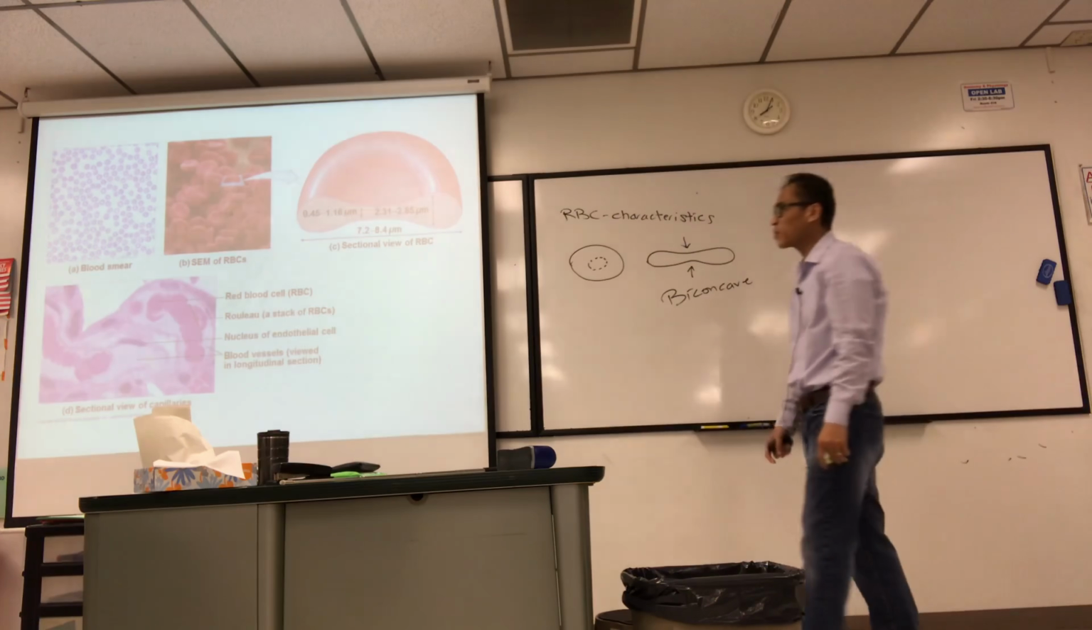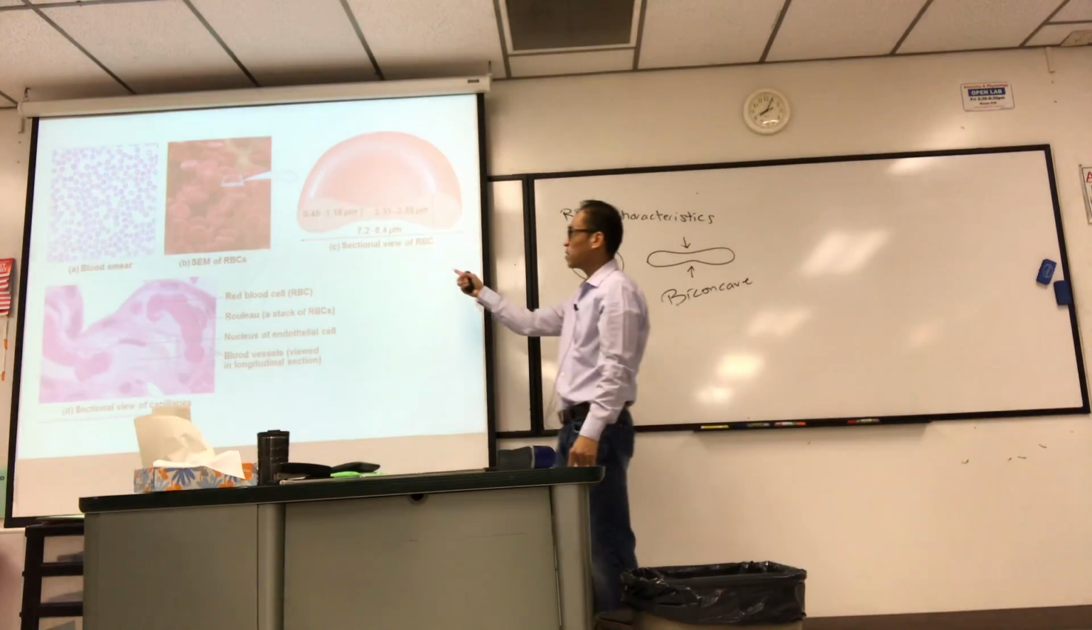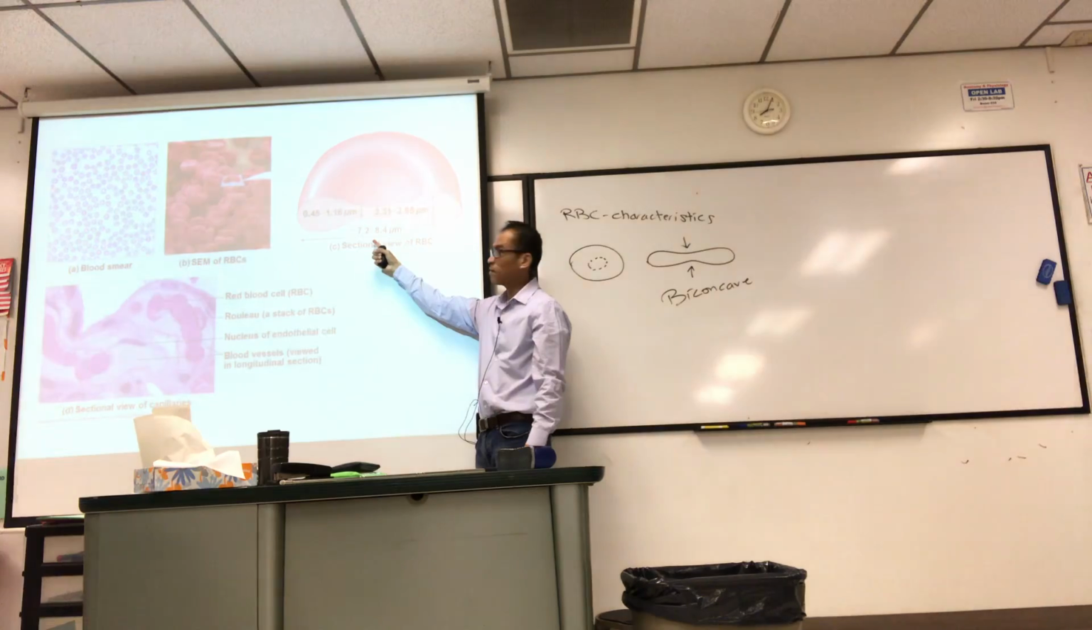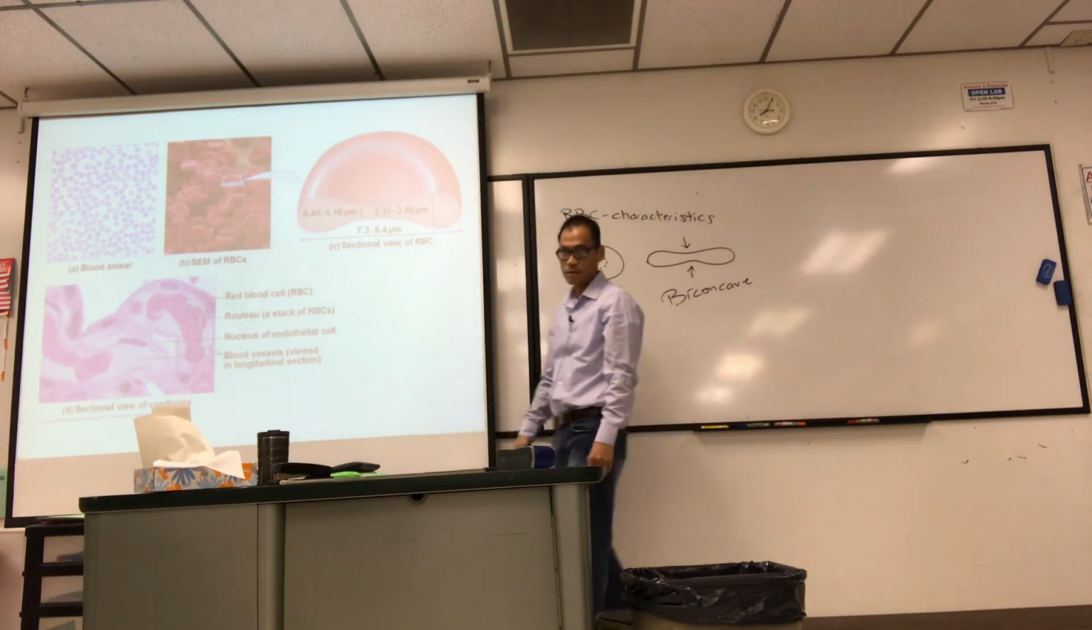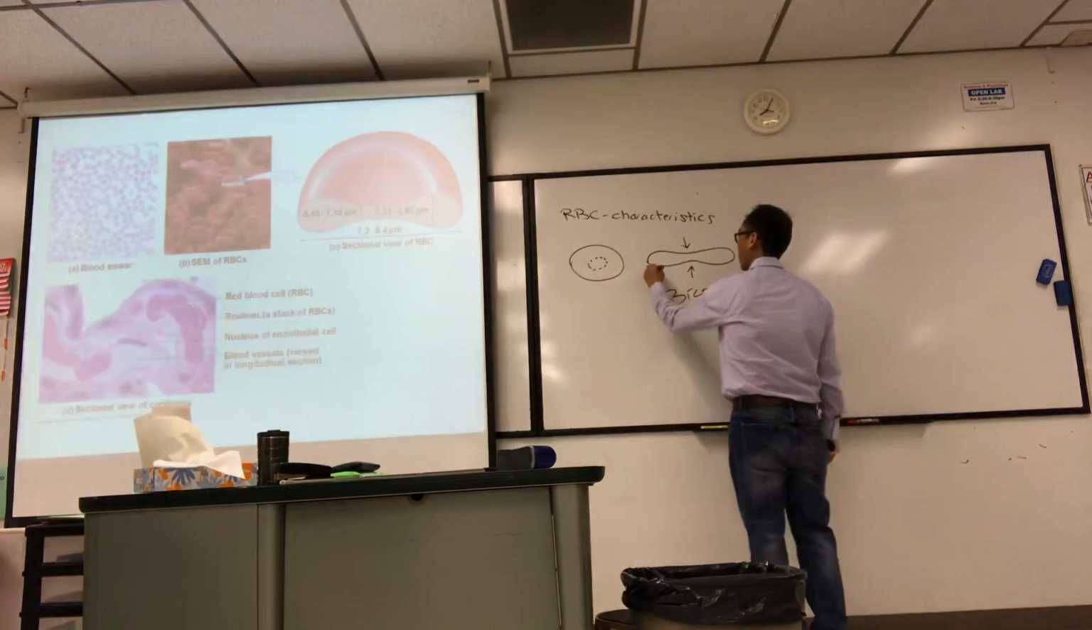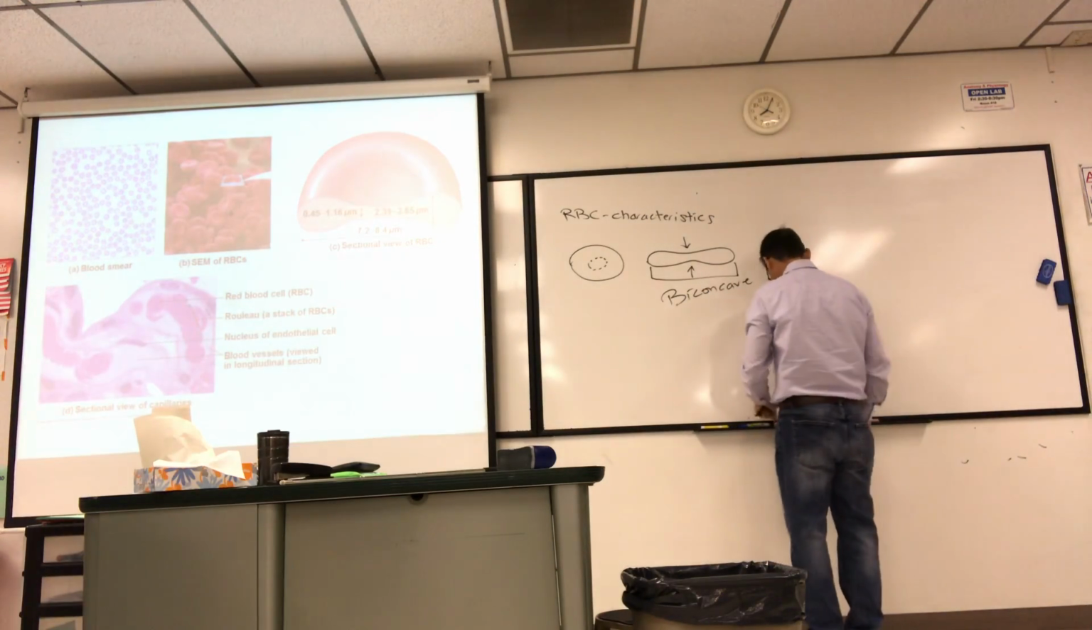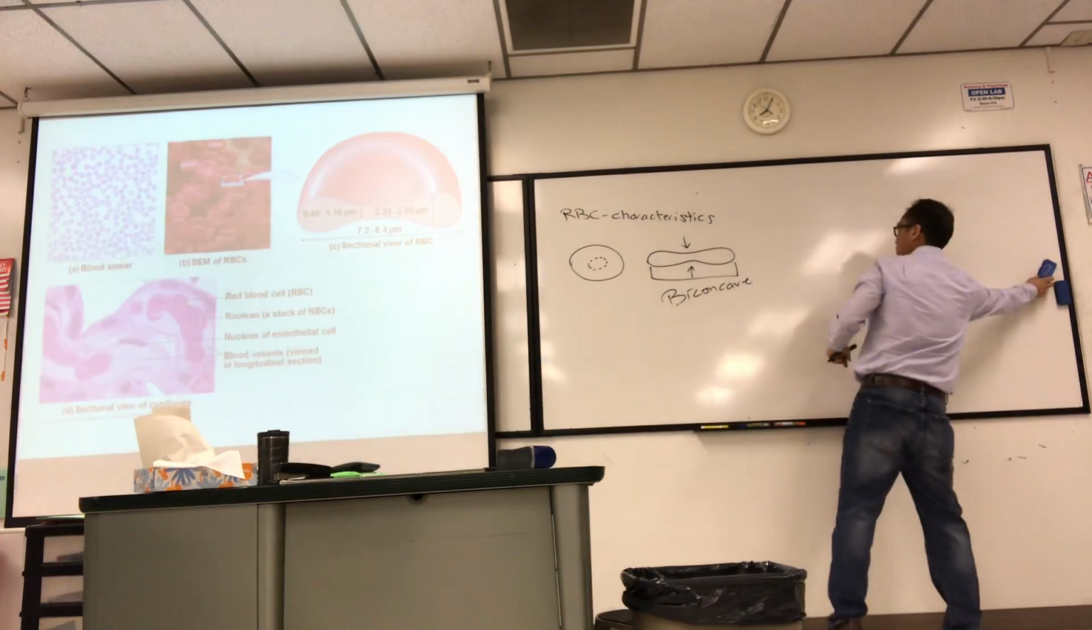So here are some numbers. I would just kind of know this number: the diameter of the cell, 7.2 to 8.4 microns. Normal. Right there, 7.2 to 8.4.